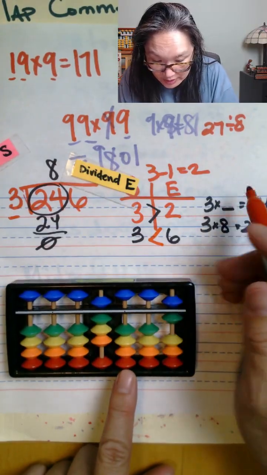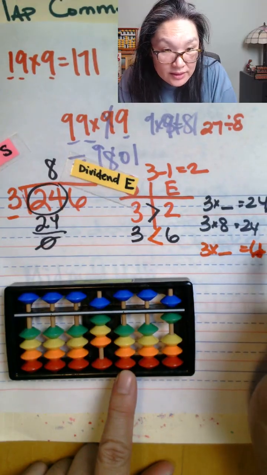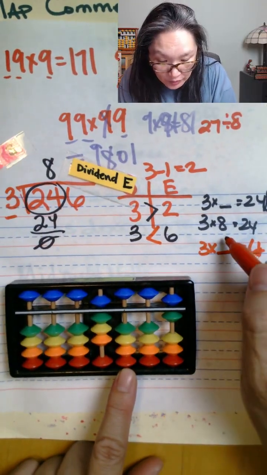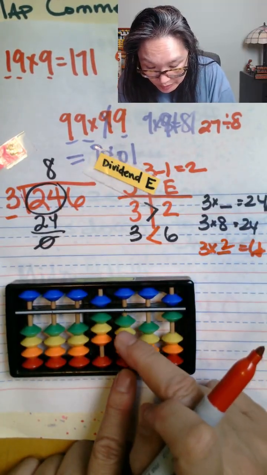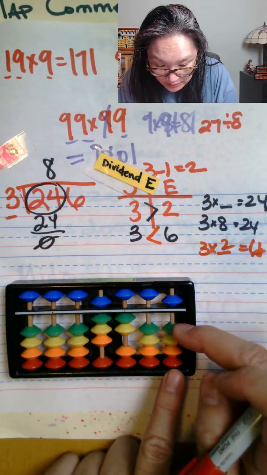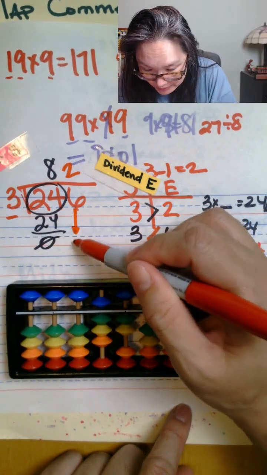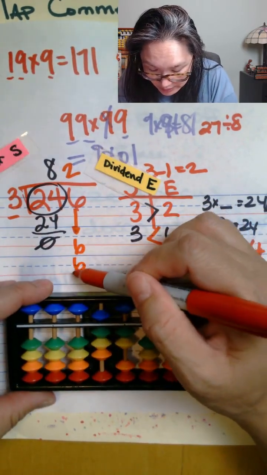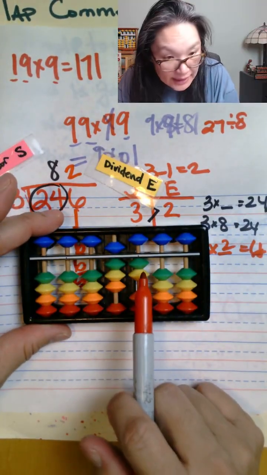So my question is, 3 times what is equal to 6 or less? 3 times 2. So I put my 2 and I take away 6. I put my 2, and I have to bring down the 6. Right? So a 6 and then 0. So my answer is 82.